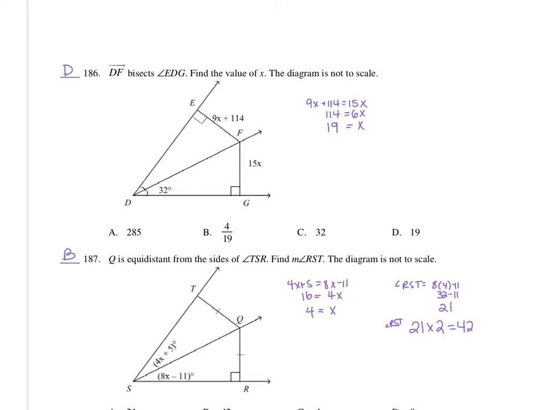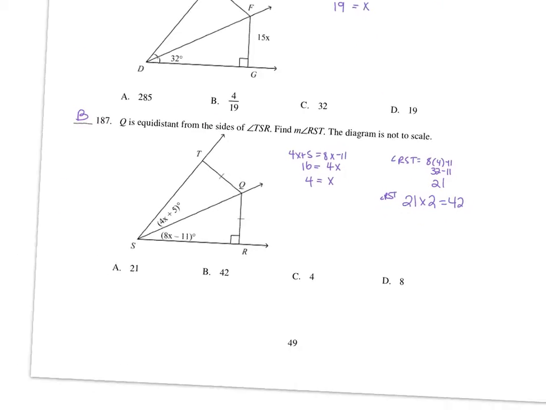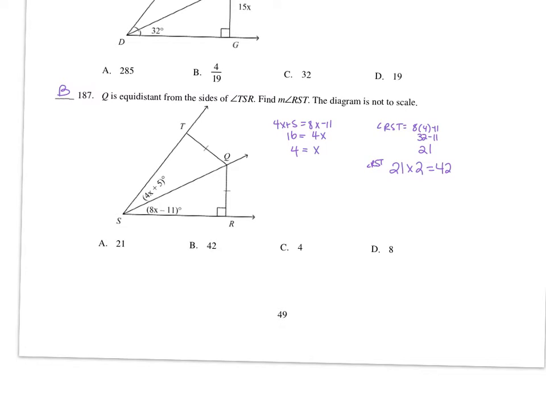186. So if you've got an angle bisector, remember it's equidistant from the sides of the angle. So 9x plus 114 is equal to 15x. Set them equal to each other, and x is 19. Okay, B is now the converse of that. That says that if it's equidistant, then the angles are congruent. So 4x plus 5 would equal 8x minus 11, and x is 4. And then it doesn't ask for x. It asks for angle RST, which you plug it back in, and you get 42.